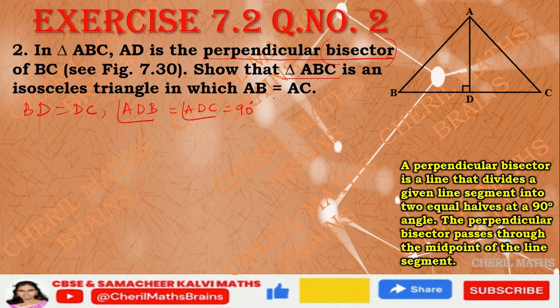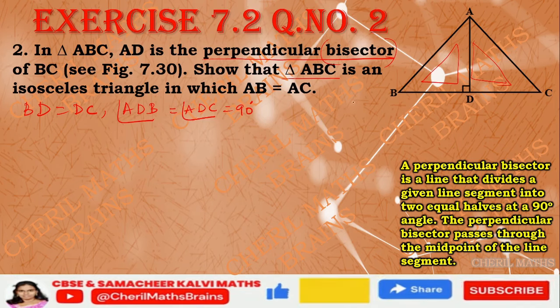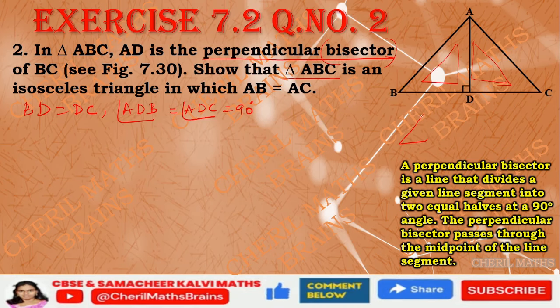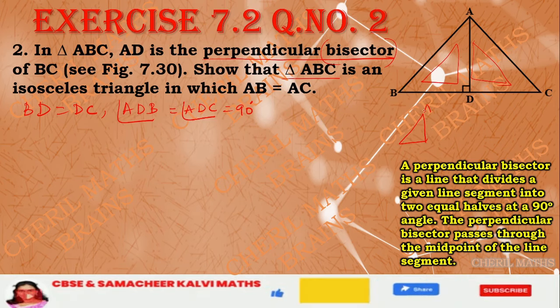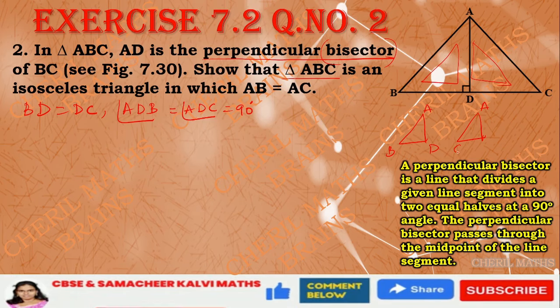First we need to prove that AB is equal to AC. For that, if we prove that these two triangles are congruent, then that is going to be done easily. So we will draw the two triangles here separately. Let it be ABD, and then we have ACD.